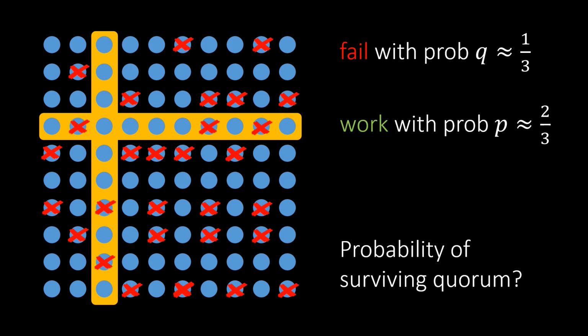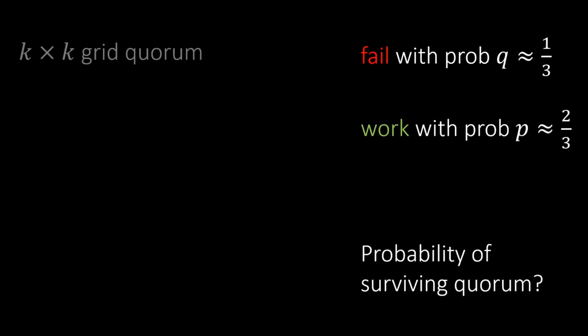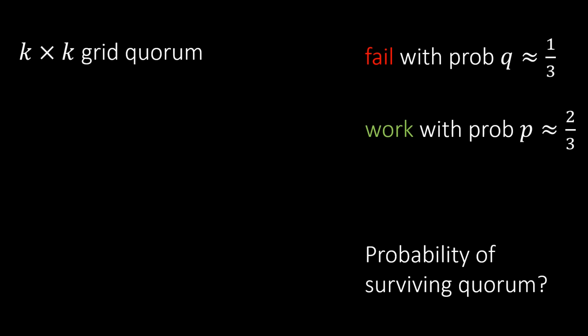As you can see, such a probabilistic failure scheme seems to be bad news for the grid quorum system, as it becomes very difficult to have any quorum surviving. Assuming that each node failing is independent of all other nodes, what's the probability that you find a valid quorum? Let's do the actual math. This is a good exercise.